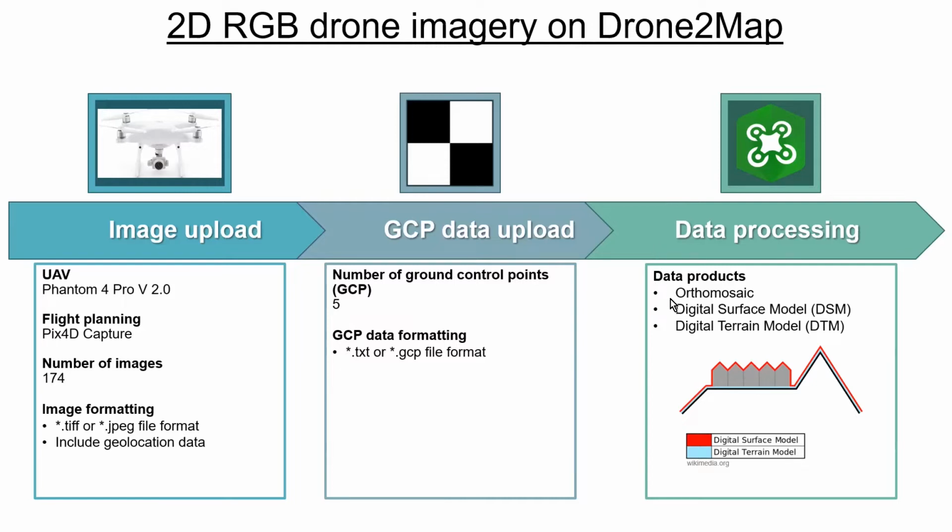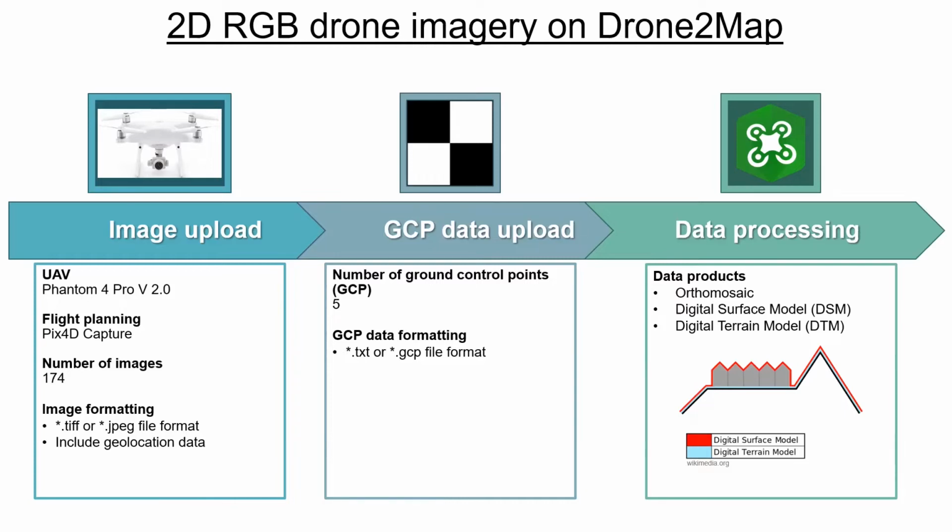The first is going to be a 2D RGB orthomosaic, which is essentially a composite image of all 174 images that we collected together. This is done by generating tie points, which is essentially just the software trying to find commonalities between all the images that were taken to create a composite image.